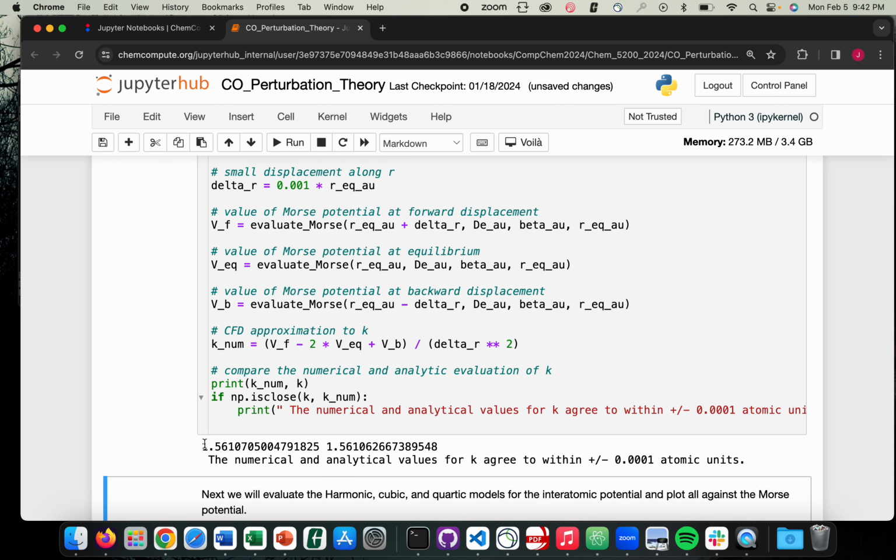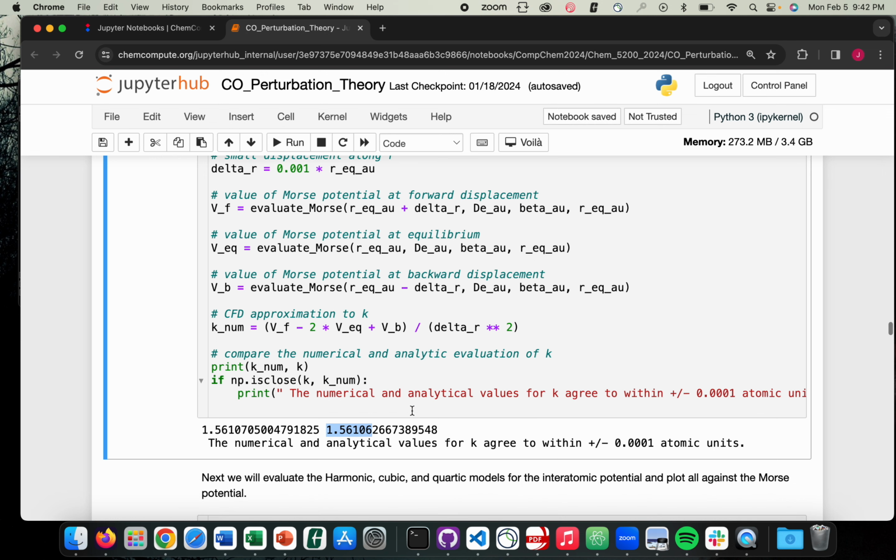Okay, so great. Here's the numerical, 1.56107, and here's the analytical, 1.56106. So they do indeed agree to plus or minus 0.0001 atomic units. So that's pretty good.